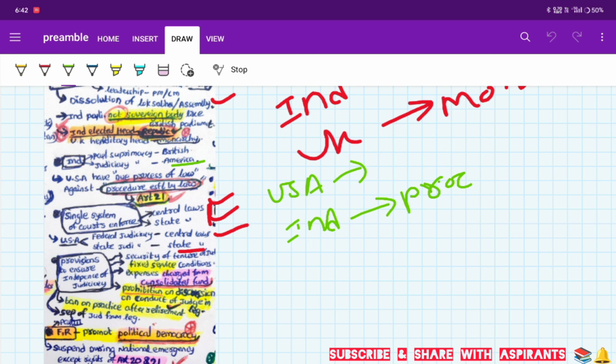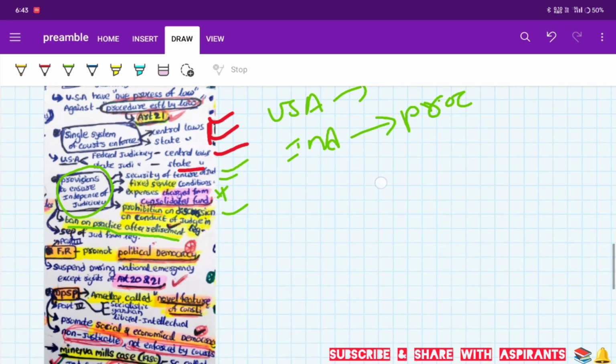The provisions in the Indian Constitution to ensure the independence of the judiciary are security of tenure and fixed service conditions. Expenses are charged to the Consolidated Fund of India. There is prohibition on discussion on the conduct of judges in the legislature, a ban on practice after retirement, and separation of the judiciary from the executive.